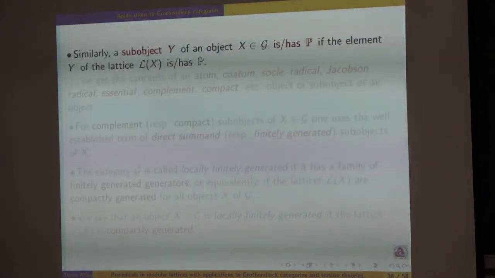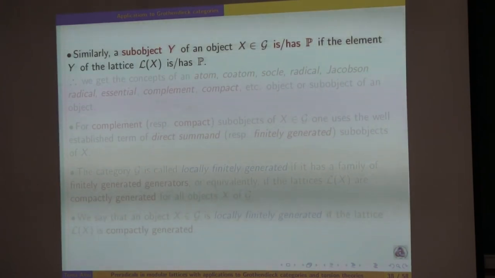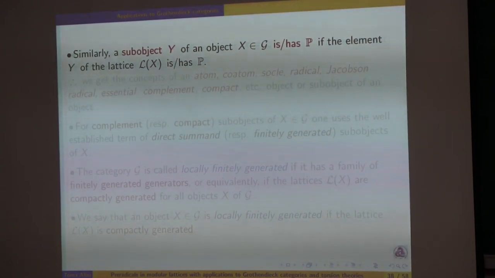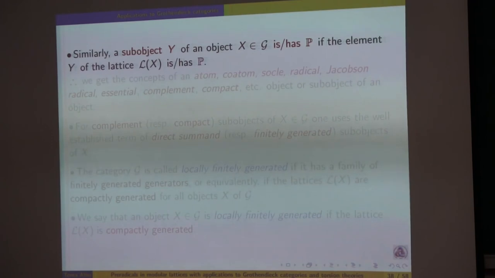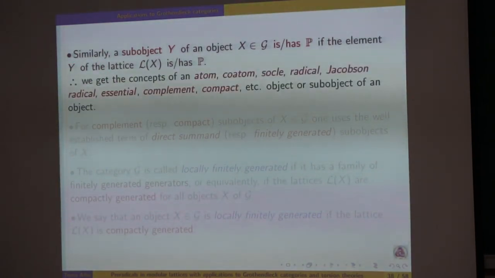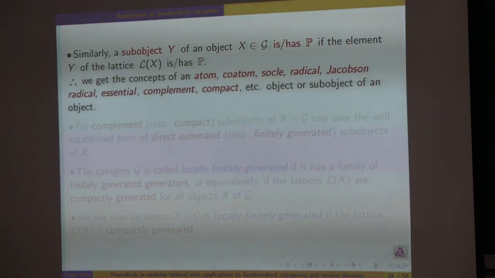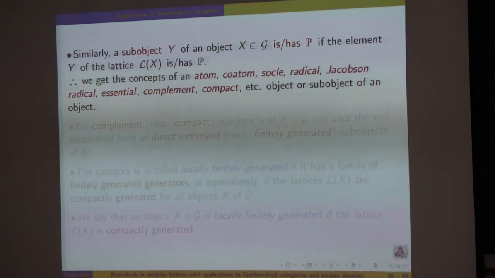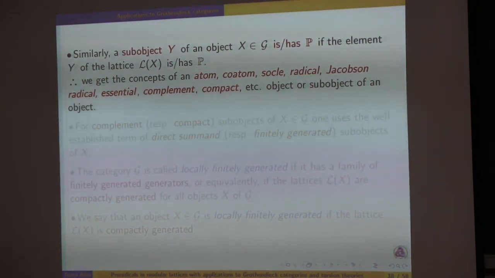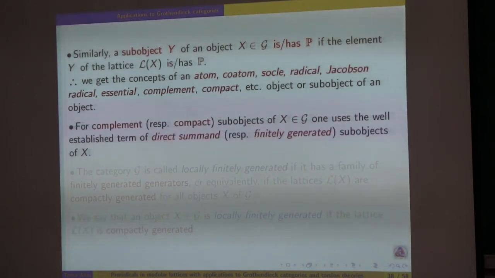So a subobject has P. What is a subobject? A subobject is exactly an element, so basically this lattice has P. Now we get what is an atom, what is a coatom, the Jacobson radical, what is an essential subobject, complement, and so on.